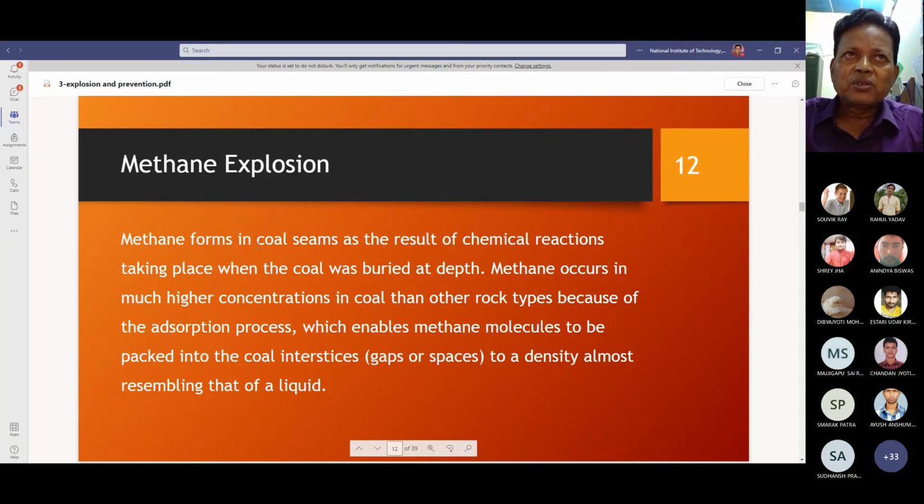So, methane explosion: methane forms in coal seam as the result of chemical reactions taking place when the coal was buried at depth. Methane occurs in much higher concentrations in coal than other rock types because of the adsorption process, which enables methane molecules to be packed into the coal interstices, gaps or spaces to a density almost resembling that of a liquid.